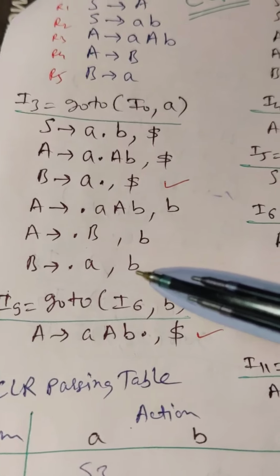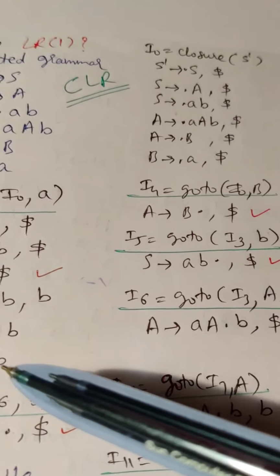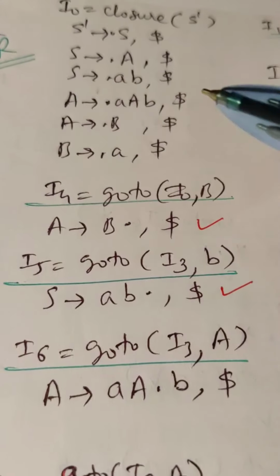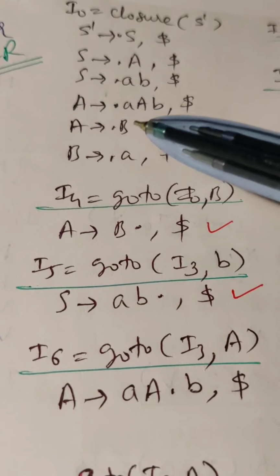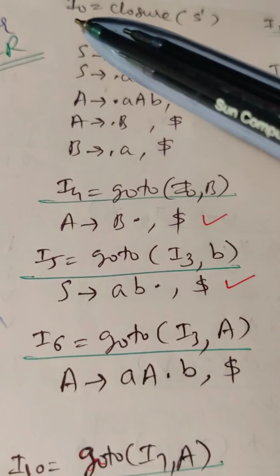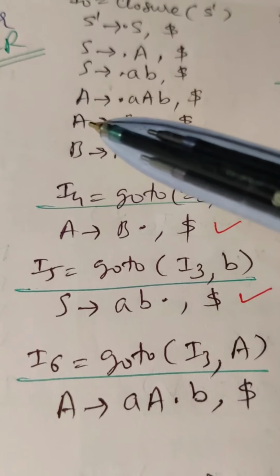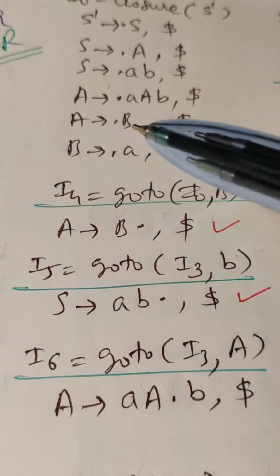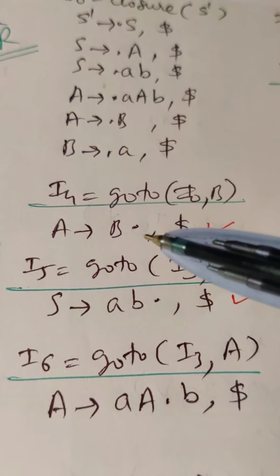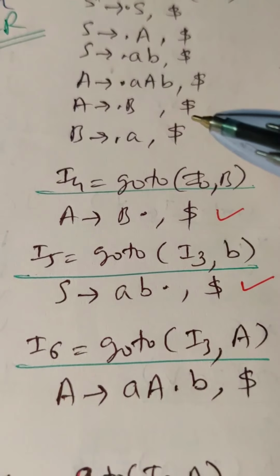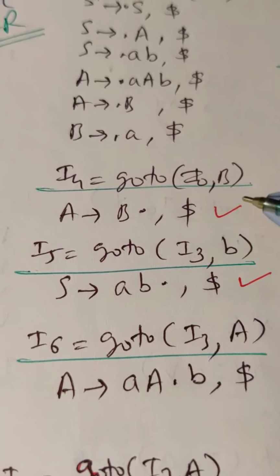Now after this, I0 comma A is finished. Now we have to take I0 comma capital B. So from I0 comma capital B is item number 4. We just take this rule: A goes to B dot, A goes to B dot. So the dot is at the end, so it's a finish rule, dollar as it is.